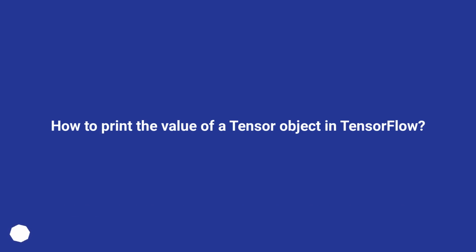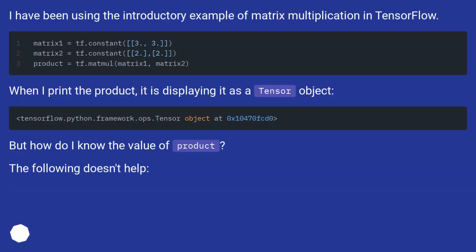How to print the value of a tensor object in TensorFlow. I have been using the introductory example of matrix multiplication in TensorFlow. When I print the product, it is displaying it as a tensor object. But how do I know the value of product? The following doesn't help.